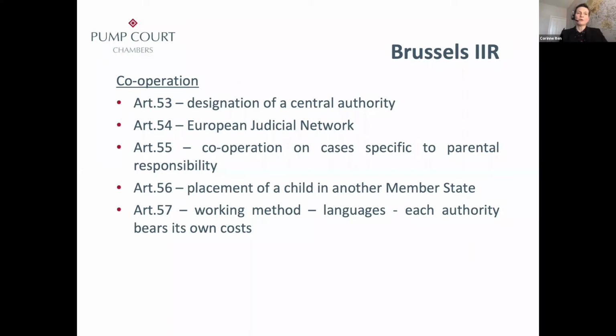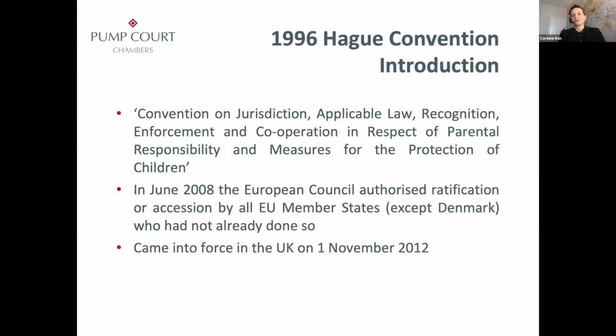Another very important point, particularly when it comes to having assessments of family members, including, I suppose, occasionally parents who are outside the jurisdiction, is cooperation. Article 53 deals with the designation of a central authority. Article 54 is clear that the European Judicial Network should be used for cooperation, and Article 55 sets out cooperation on cases specific to parental responsibility, and that's very broad provisions about cooperation between states.